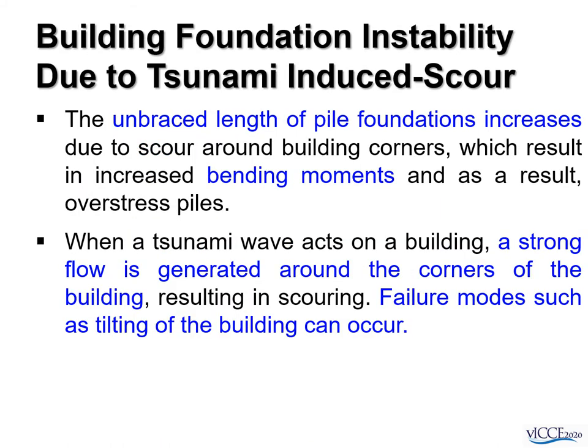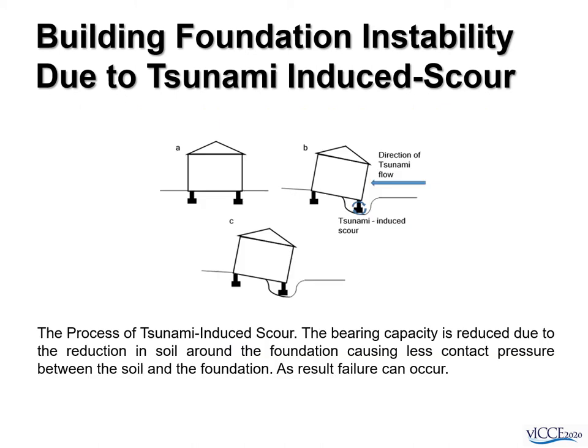The unbraced length of pile foundations increases due to scour around building corners, which results in increased bending moments and, as a result, overstressed piles. When a tsunami wave acts on a building, a strong flow is generated around the corners of the building, resulting in scour. Failure modes such as tilting of the building can occur. The diagram seen illustrates the process of tsunami-induced scour.